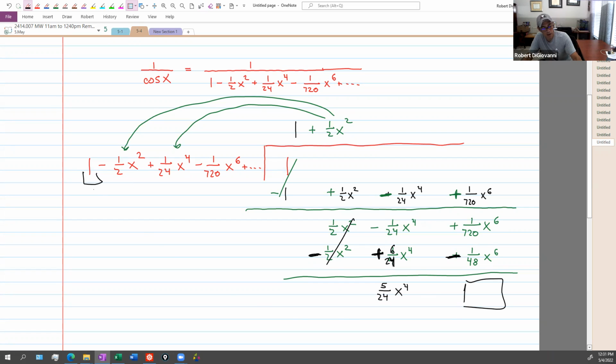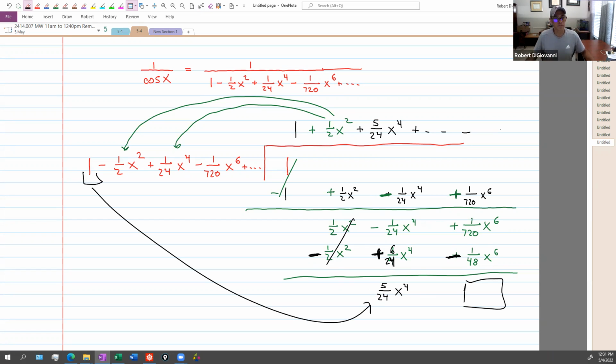I need to turn 1 into this. So that'll be up here, plus 5 over 24, x to the 4th. And then I know there's more, okay? But I've got the first 3 terms, don't I? The first 3 non-zero terms.